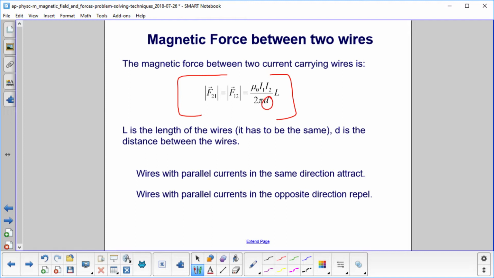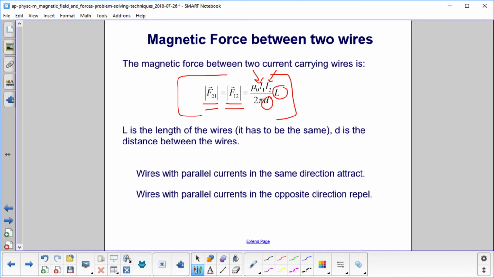D is the distance between the wires, and the force that wire 2 exerts on wire 1 is equal in magnitude to the force that wire 1 exerts on wire 2. And they are in equal and opposite directions. That's good old Newton's third law. L is the length of the wires, and it has to be the same. There's only one L here. The currents can be different, and you can still work the equation.